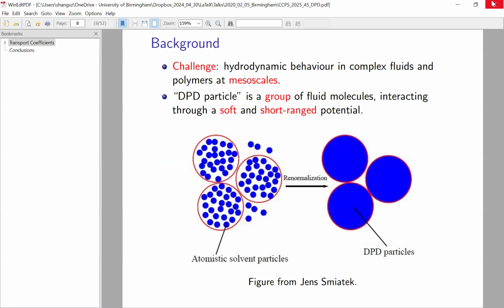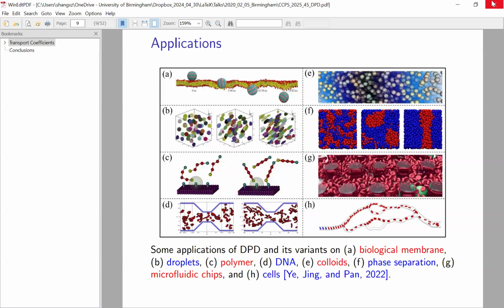So when we talk about one DPD particle, it actually represents a number of smaller particles, as we can see from this picture here. Typically we will use a soft and short-range potential, but sometimes we can also use, for example, the Lennard-Jones potential as well, which is actually the choice in the Norton dynamics paper. As I mentioned, DPD has a large number of applications, as you can see from this nice picture borrowed from this paper here, particularly polymers, DNA, colloids, phase separation.